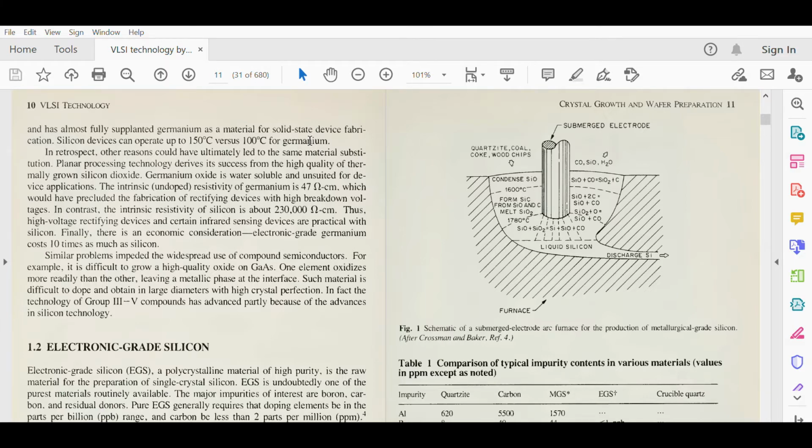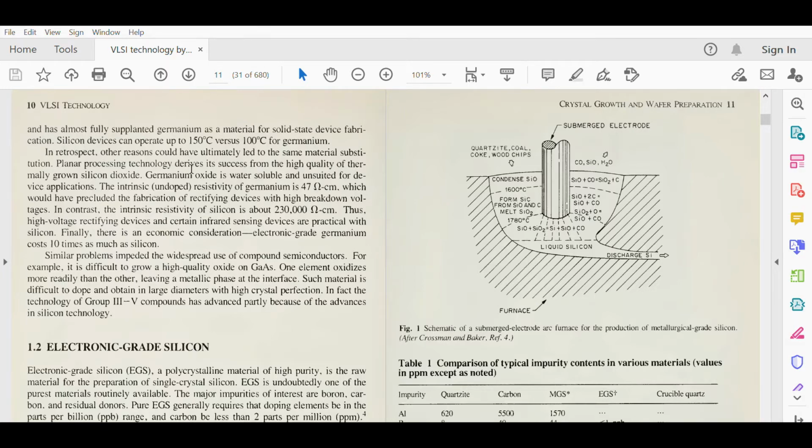Second reason was the temperature. Third reason was the band gap. So all these reasons showed the properties of electron to be on the higher side as compared to germanium. Okay. So in retrospect, other reasons could have ultimately led to the same material substitution.